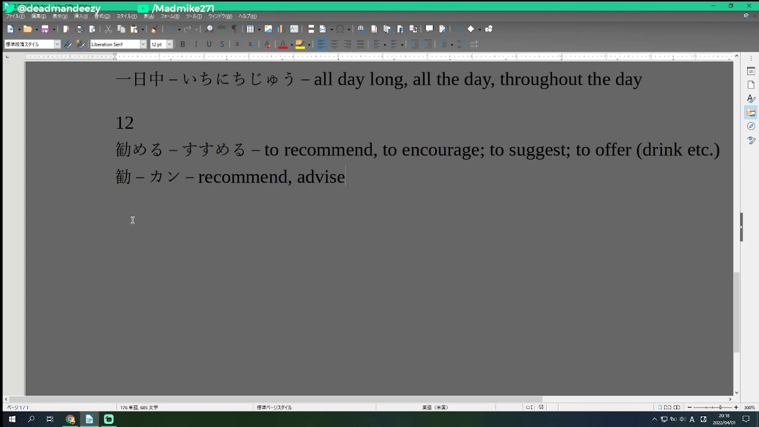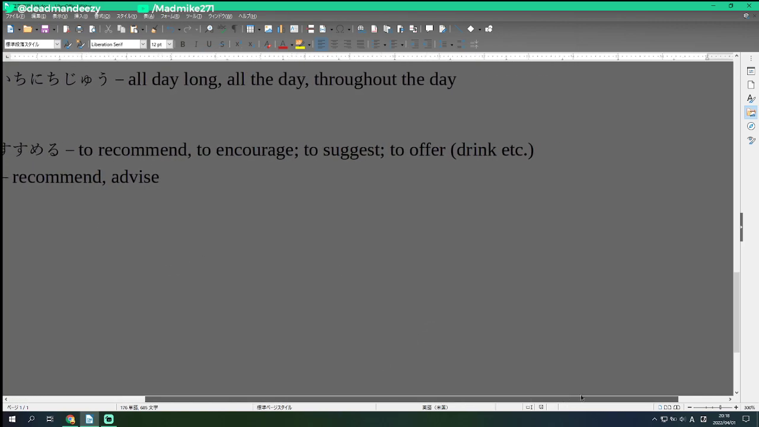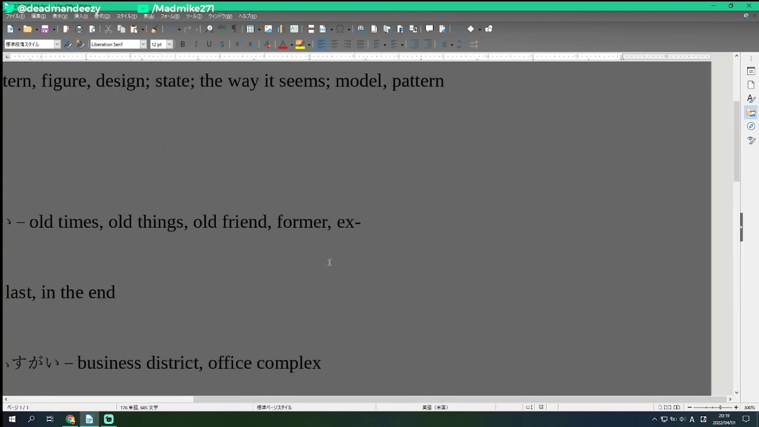Susumeru. To recommend or advise. Let's go back to the top. Make sure we've got all these memorized for now. Make sure you make some flashcards and study these bad boys up.